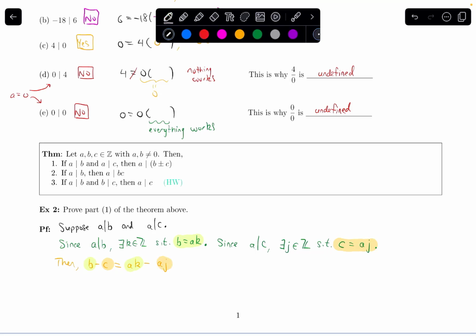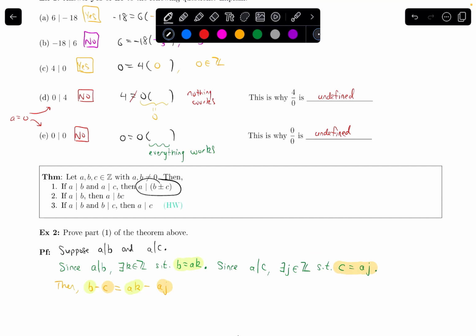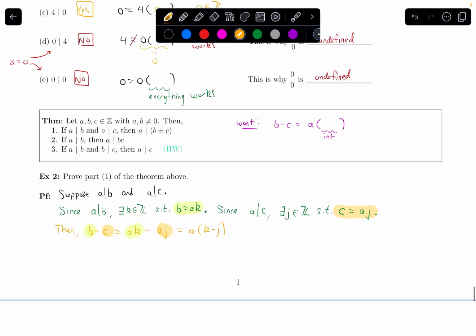What is it that I'm hoping to show? I'm hoping to show that a divides b minus c. So what I need is my b minus c to be a multiple of a. It's got to be a times some integer. But if I look at my b minus c, we're almost at that point. We just got to factor an a out. So if I factor out an a, we'll get a times k minus j. And now I got it. I should just clearly relabel this k minus j. So maybe I'll call it m be k minus j.